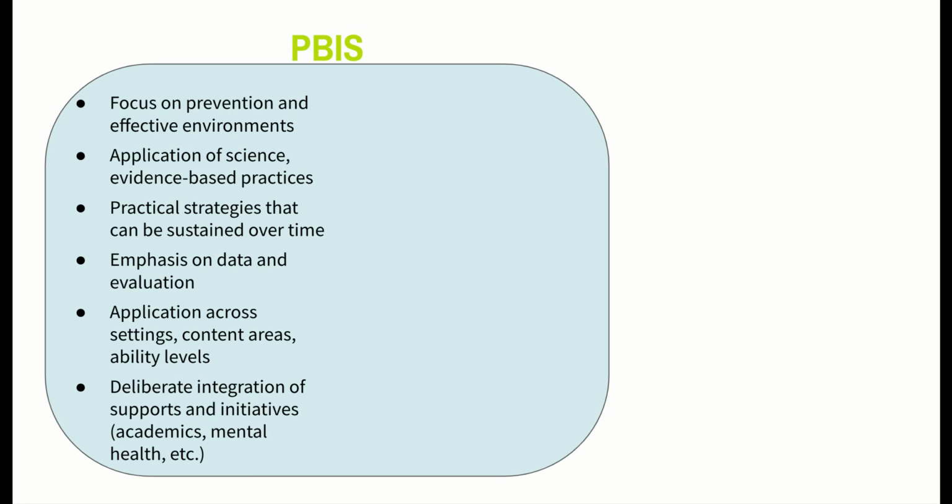The success of PBIS has been replicated across a wide variety of settings, content areas, and with recipients of different ages and ability levels, and has maintained reliably successful outcomes even after being integrated with other initiatives, including academics and mental health.